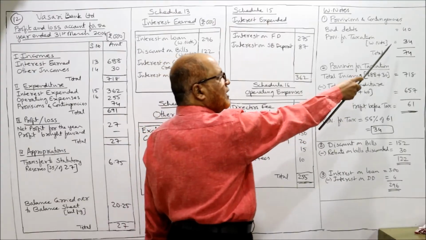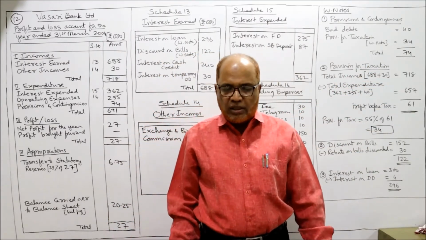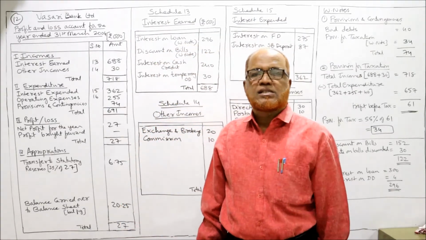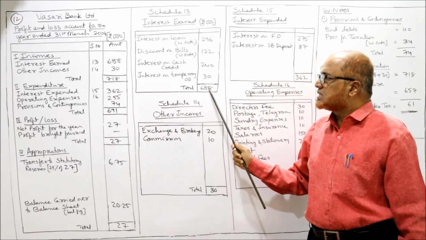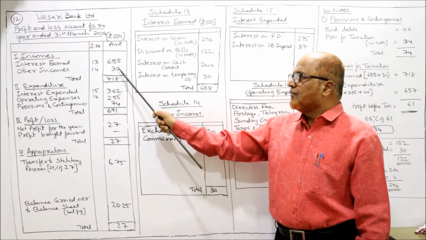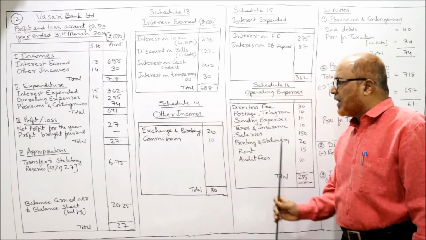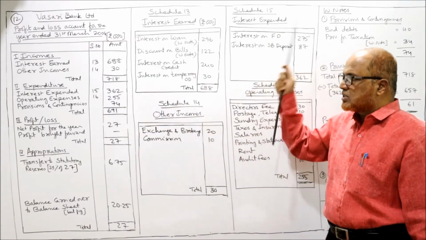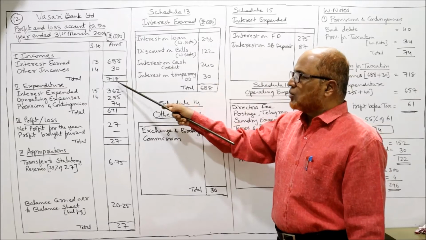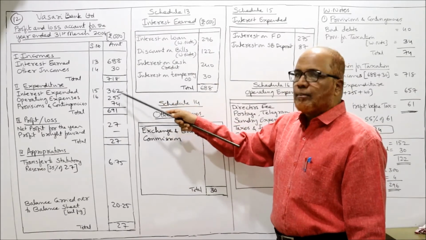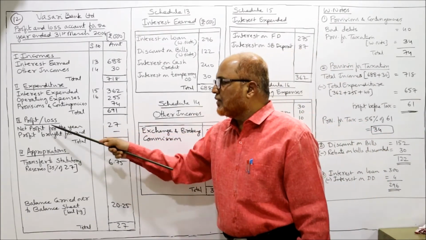Now take this 34 in provisions and contingencies. Total is 74. Now we have got all the schedules and provisions and contingencies. Simply we have to take the values into the profit and loss account. 13th schedule total 688, 14th schedule 30, 15th schedule 362. Then operating expenses 255, provisions and contingencies in the working note 74. That's all. Now simply take the total. Total income 718, total expenditure 691. Income minus expenditure, 718 minus 691, 27 is the net profit for the current year.